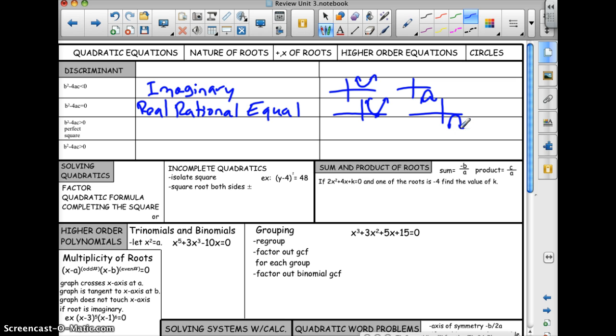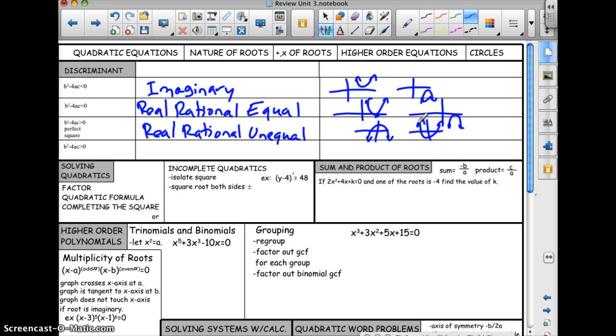Okay. If b squared minus 4ac is greater than 0 and it's a perfect square, the square root of a perfect square is going to be rational. So I have real, rational, and two different roots. I have unequal roots. Real, rational, and unequal, and that gives me two roots. And that's going to either look like that or like that. It's going to cross in two places.